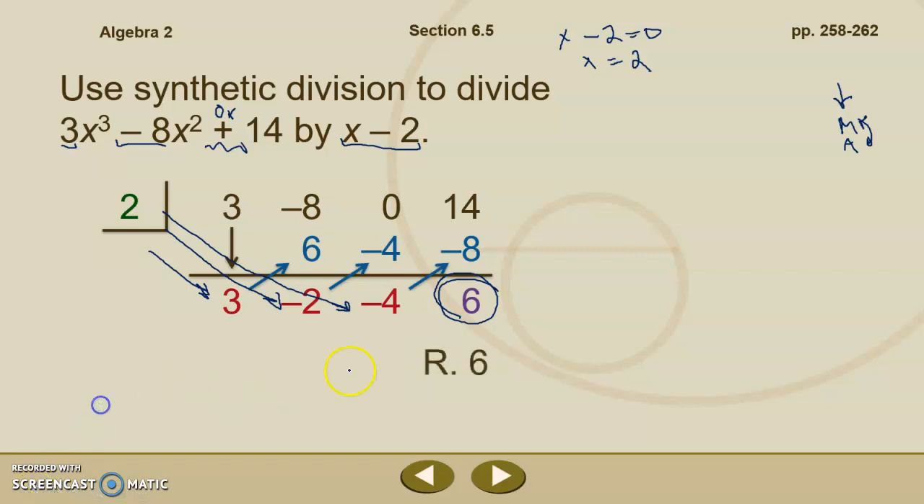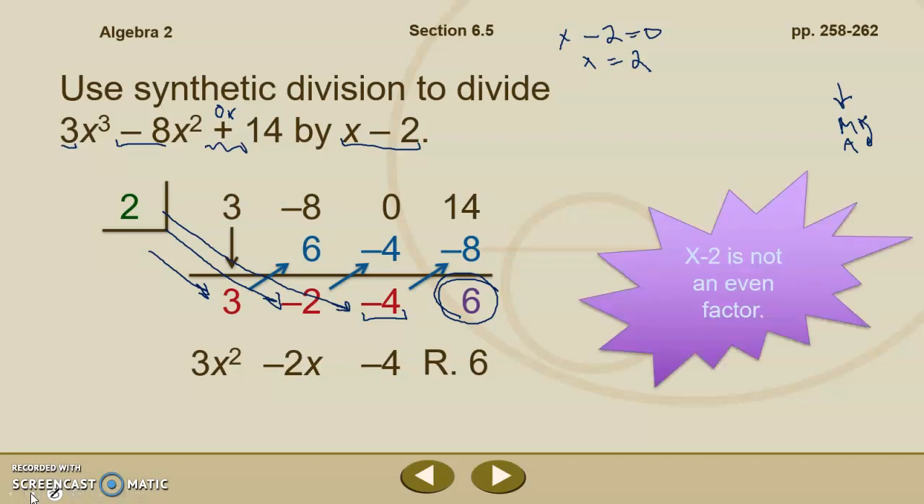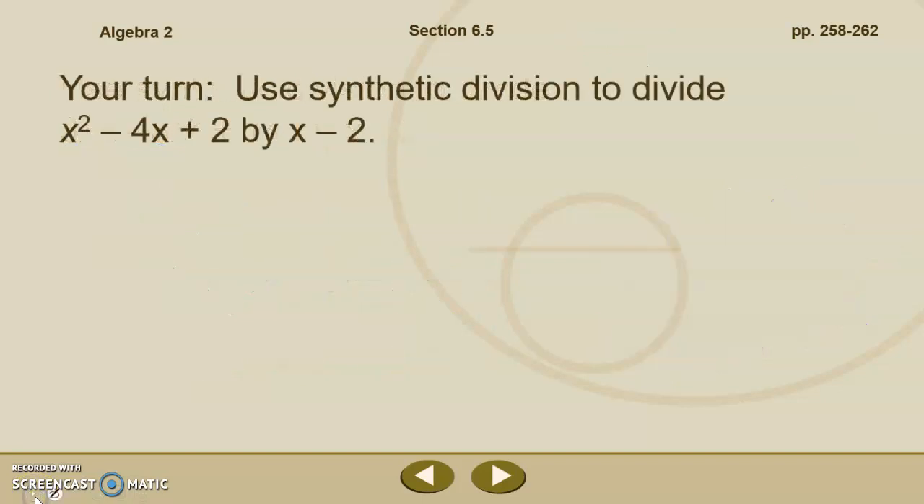And when we write our depressed polynomial, again, this becomes our new constant term. Not the last number, but immediately to the left of the last number. So we bring down our negative 4. Our negative 2 becomes our new x term. While we had 0x, now we have negative 2x. And our 3 becomes our new x squared term. We had negative 8x squared, and now we have 3x squared. So when we divide, we get 3x squared minus 2x minus 4, remainder 6. So x minus 2 is not an even factor. We did not have a remainder of 0 when we divided.